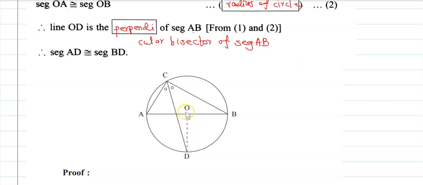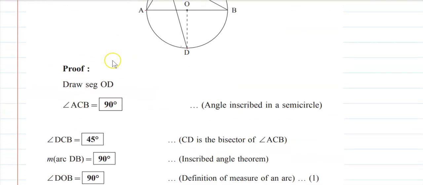Now, if this is a perpendicular bisector, then AD is equal to BD. Therefore, segment AD is congruent to segment BD, and hence it is proved.